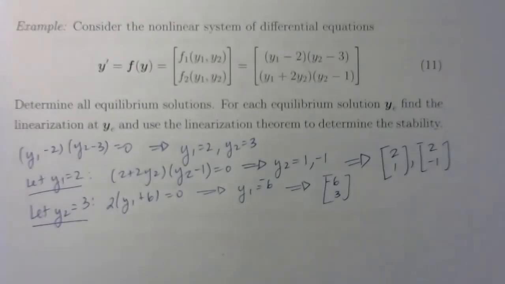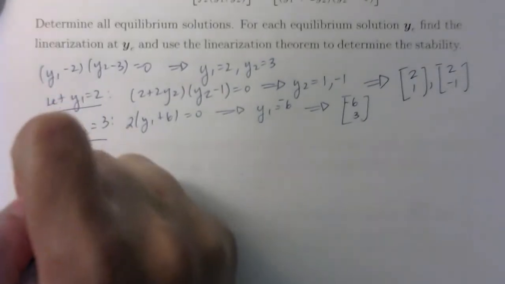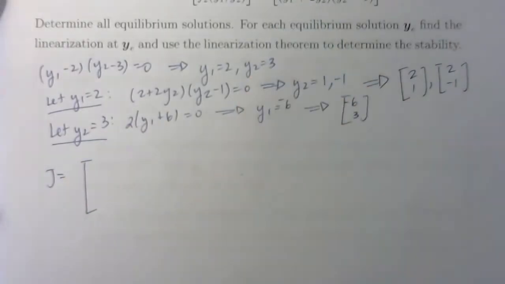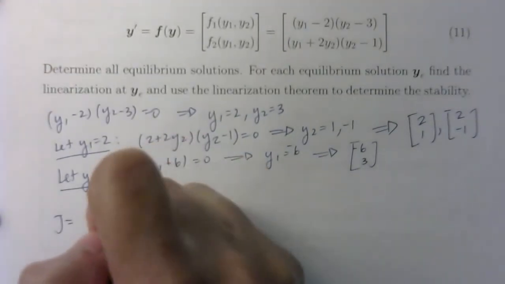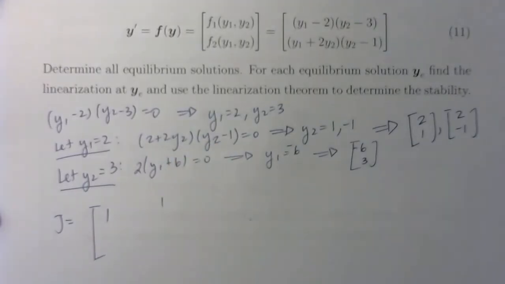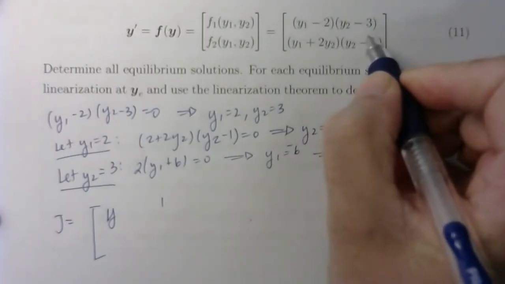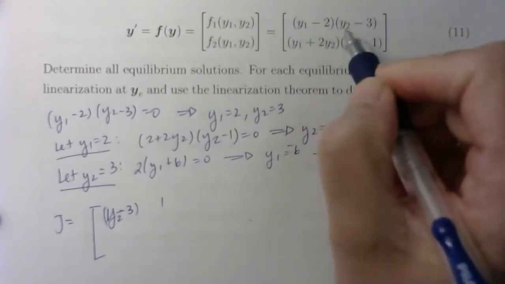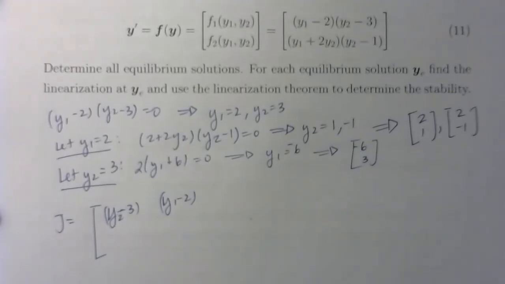Okay, so let's find the Jacobian, plug in each equilibrium, and look at the eigenvalues. So what's the Jacobian? The derivative of the first equation, oops, you can't see it now. Move it down. Okay, with respect to y1 is 1, with respect to y2 is 1. Second equation, oh wait, no, excuse me. y2 minus 3 is a constant with respect to y1, y2 minus 3. And when I have the derivative with respect to y2, it's y1 minus 2. There we go, that's how we do derivatives.